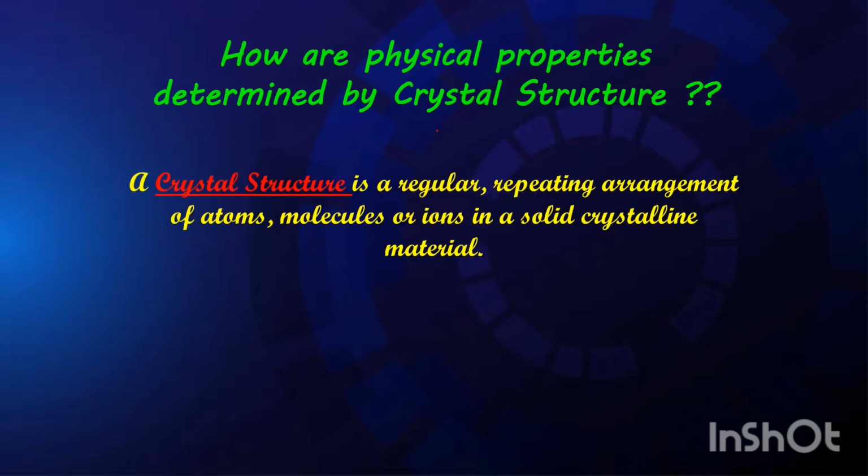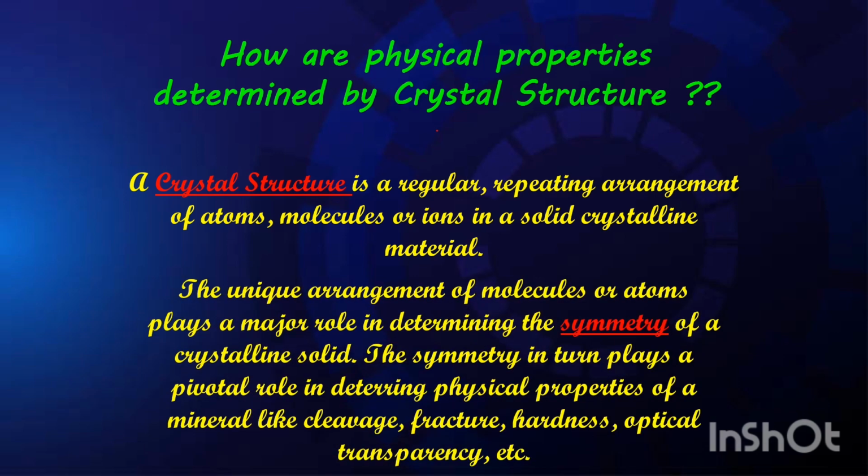To understand that, let's see what a crystal structure is in general. A crystal structure is a regular repeating arrangement of atoms, molecules, or ions in a solid crystalline material. So we have seen that the crystal structure of crystalline minerals has a specific arrangement of atoms or molecules. When we have that kind of specific arrangement, we get something called symmetry of a crystalline solid. So in general, what is symmetry?